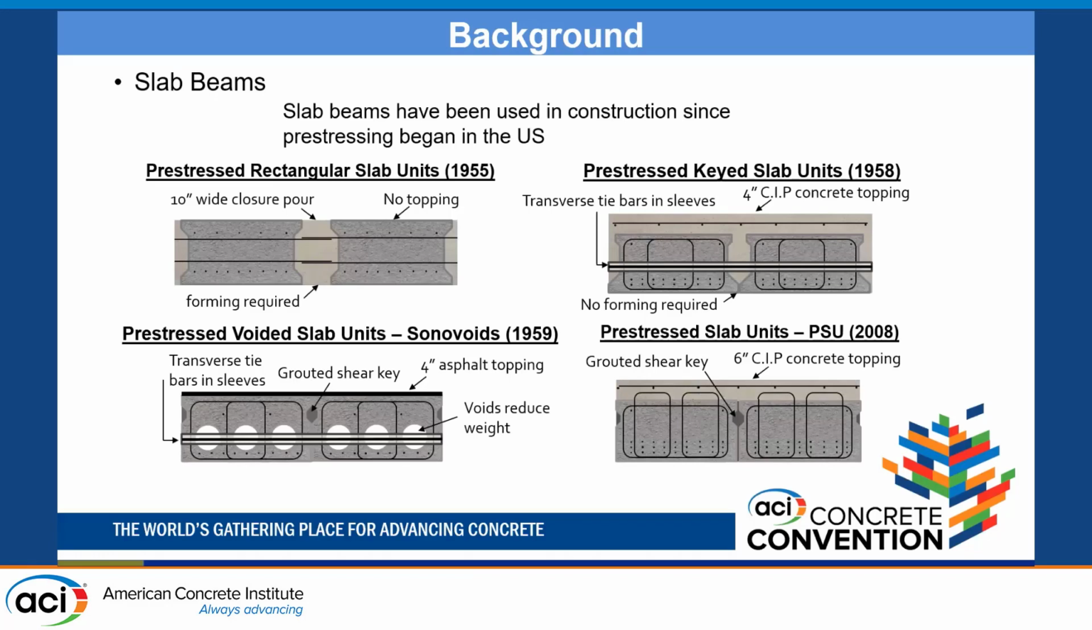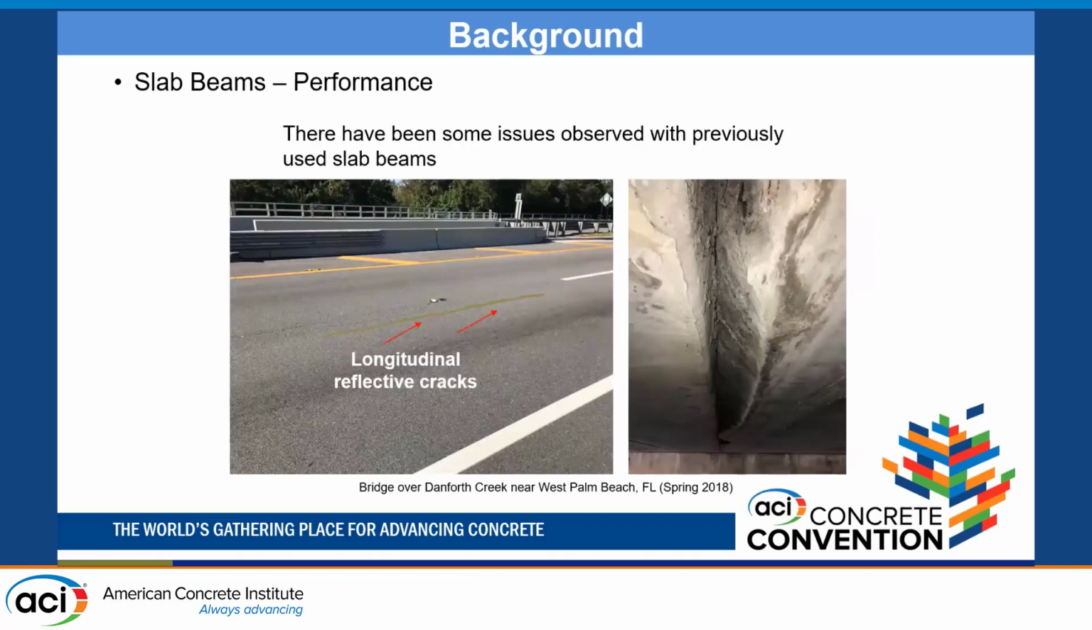So talking about the background, slab beams have been used in construction since prestressing pretty much began in the US in the mid-50s. There have been several iterations, and with those iterations, several connecting mechanisms, like you can see here: transverse tie bars in sleeves, grouted shear keys, etc. However, as Dr. Haber mentioned earlier, at piano keyboard behavior, there have been some issues observed with previously used slab beams. Here is one highlighting the longitudinal reflective cracks that occur in the superstructure due to the differential deflection of the beams.